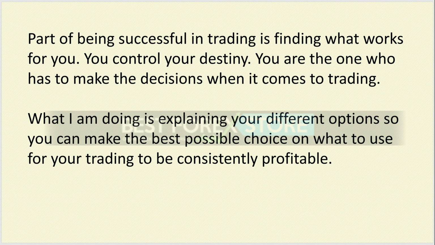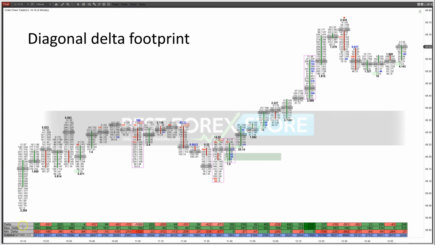So it really comes down to what you're using in your trading. That's what you should put on your chart. If you're just going to be looking at the delta numbers, okay, I suggest keeping delta, max delta, min delta, and the volume on there. Keep it simple. Don't overcomplicate it.